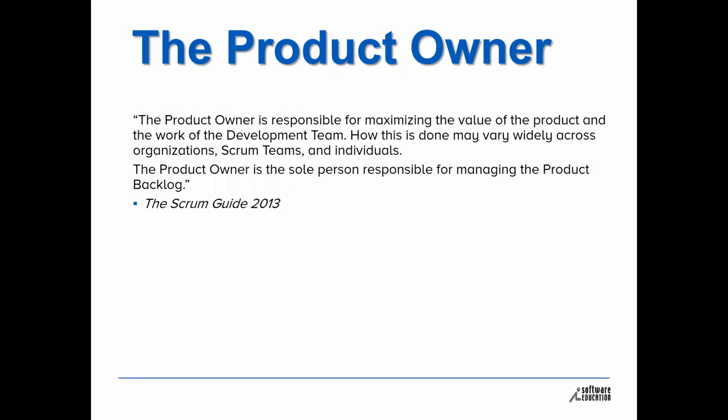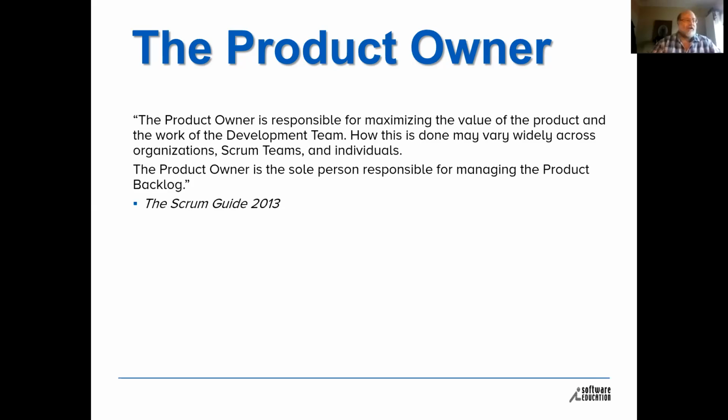Here is what the Scrum Guide says about the product owner role. The product owner is responsible for maximizing the value of the product and the work of the development team. How this is done may vary widely across organizations, Scrum teams, and individuals.